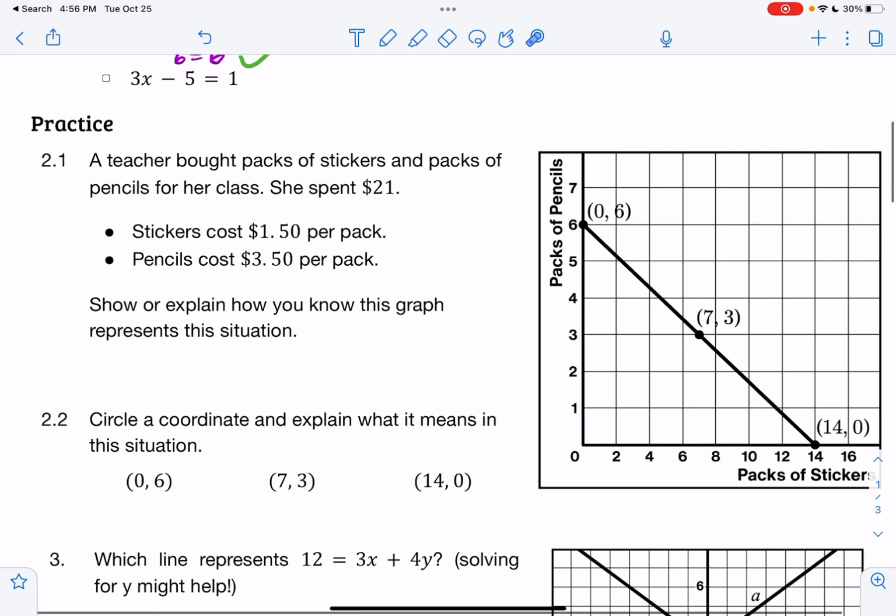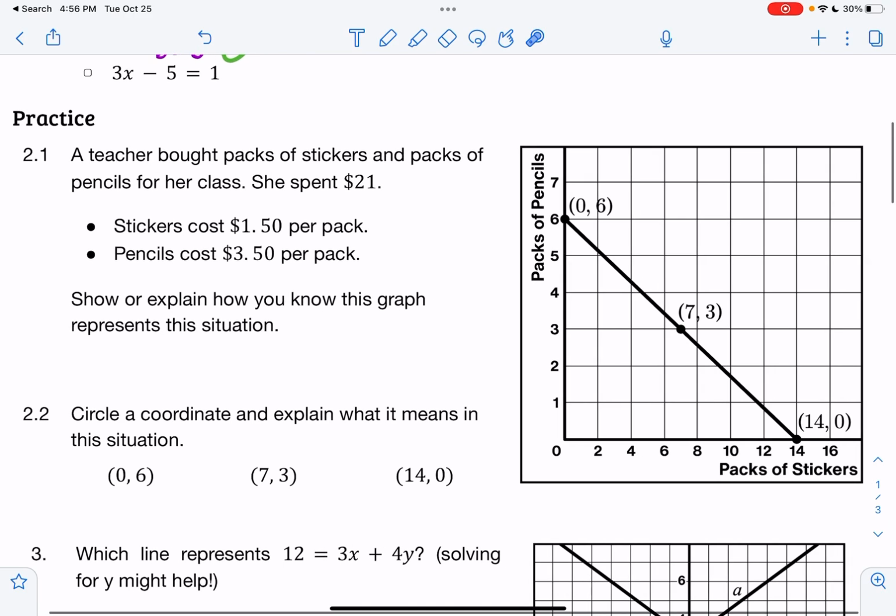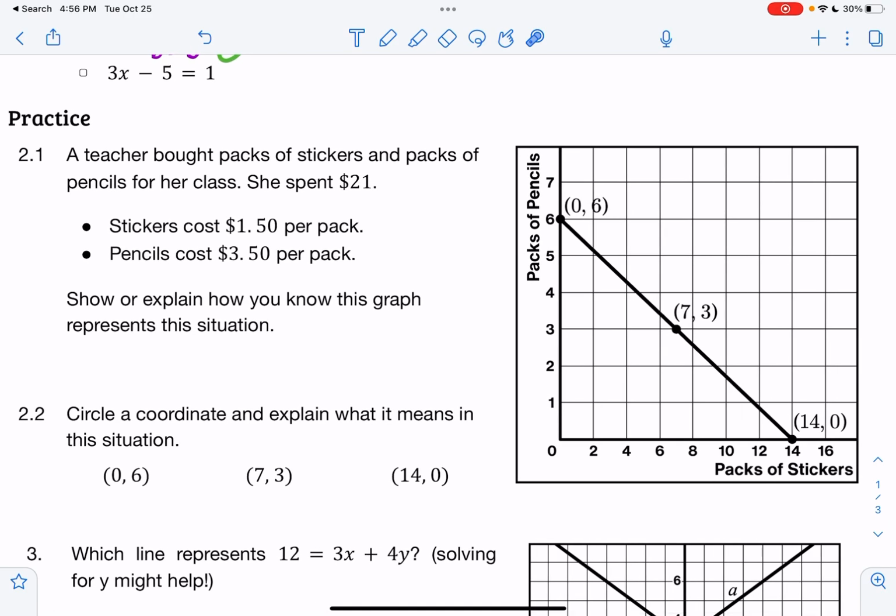Okay, so what we have here says a teacher bought packs of stickers and packs of pencils for her class. So she spent $21. It says stickers cost $1.50 per pack. Pencils cost $3.50 per pack. We see that the y-axis is pencils, x-axis is stickers, and it wants us to explain how do we know that this graph shows this situation.